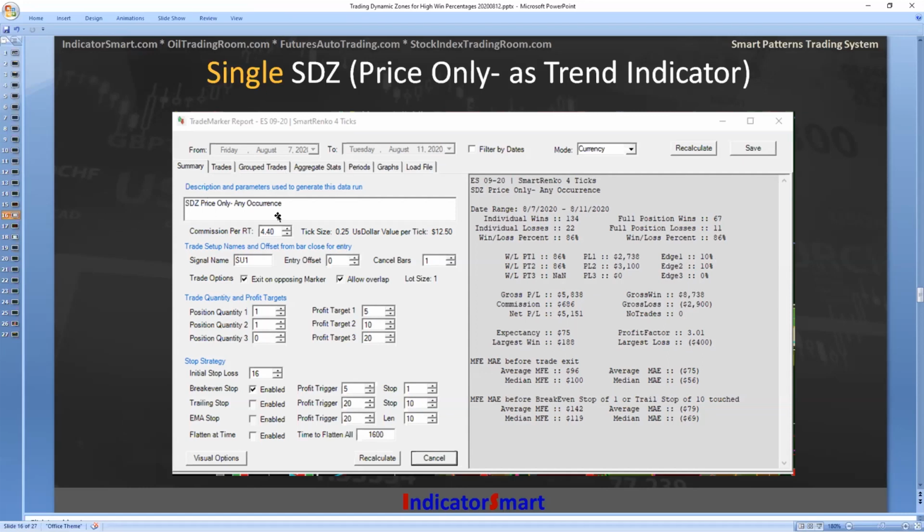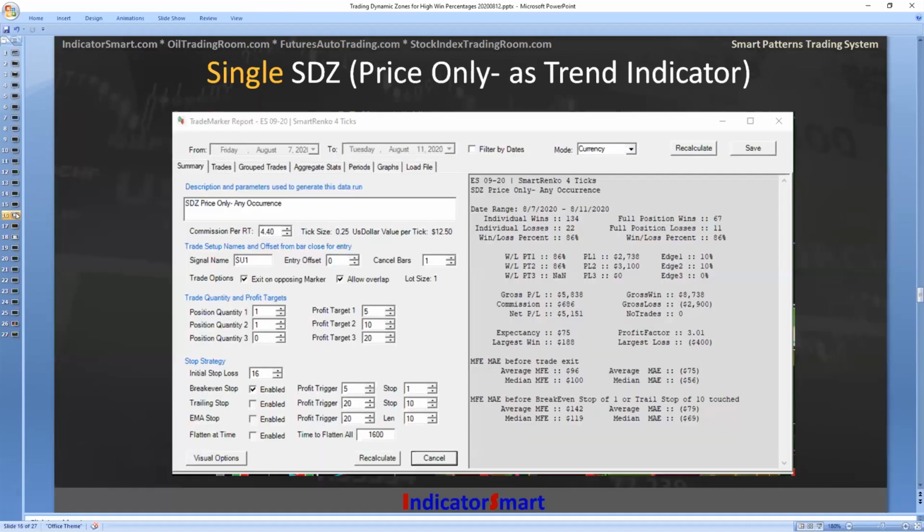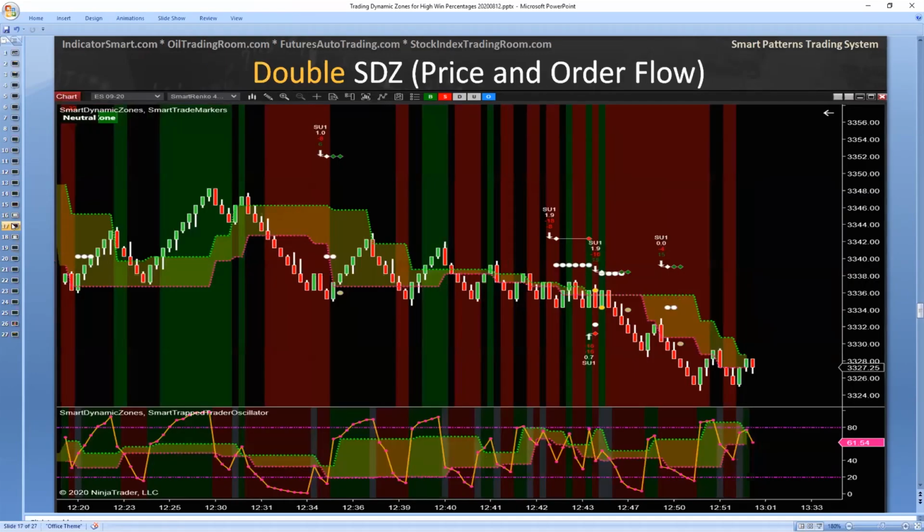So, proof of concept. Can smart dynamic zones price only operate on its own? Yeah, at about 86%. Okay, cool, that's good to know. There are other modes that I could do this on. I could talk about selling it from the other side of the band too, but we're not covering that right here. I'm just using a proof of concept, breaking out of the zone or hooking below or above the zone. There are different themes and variations of this that you can do, okay?